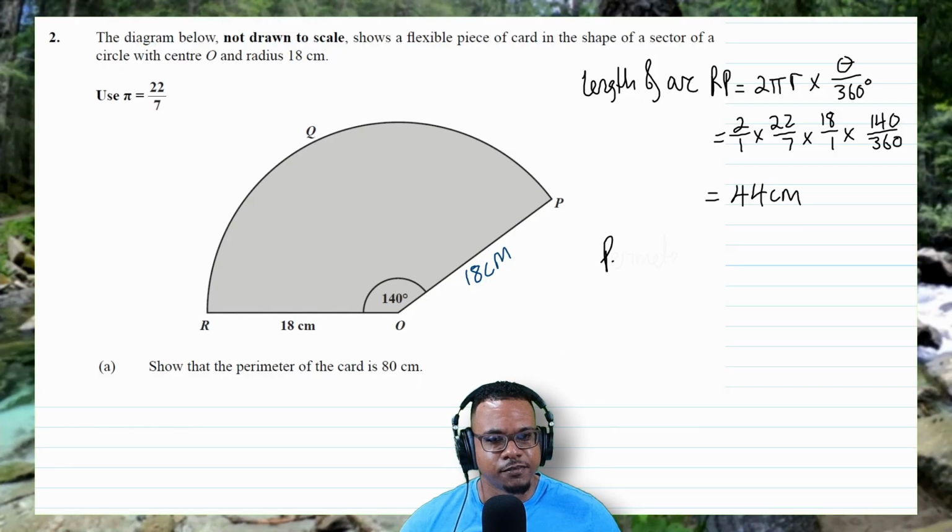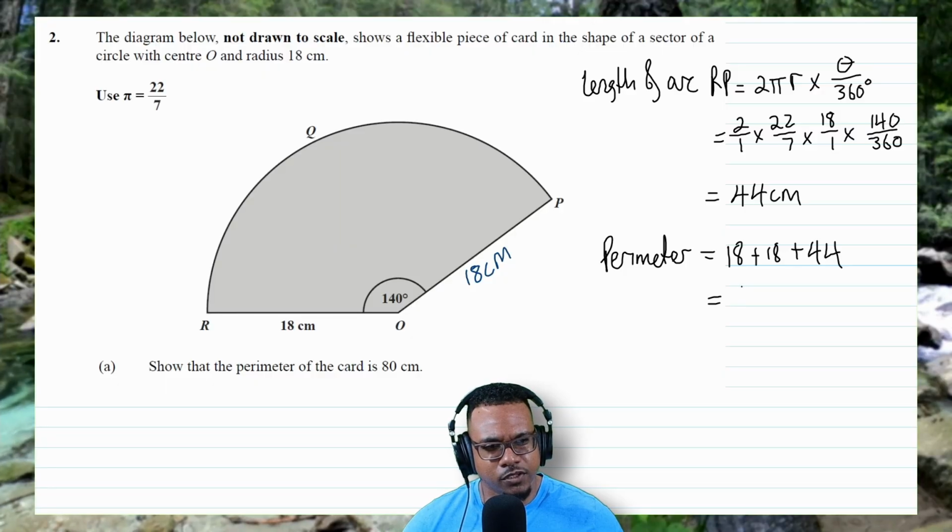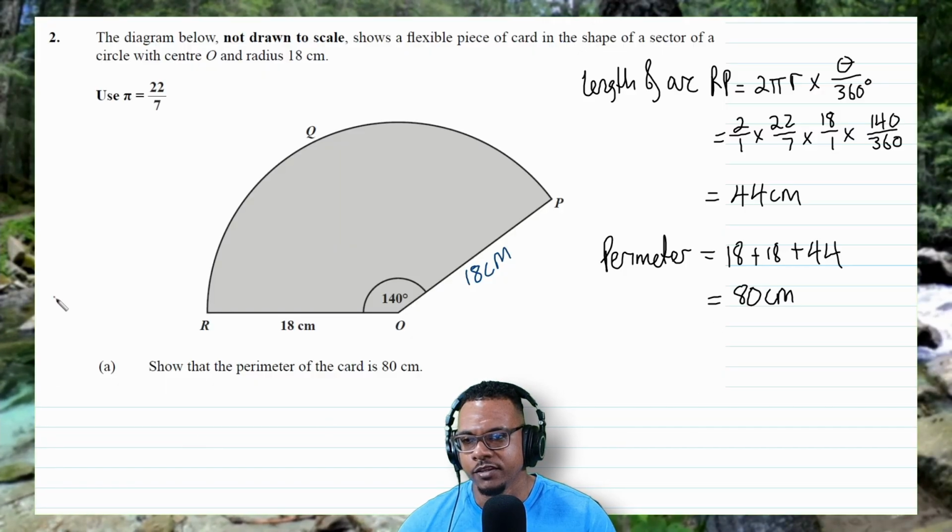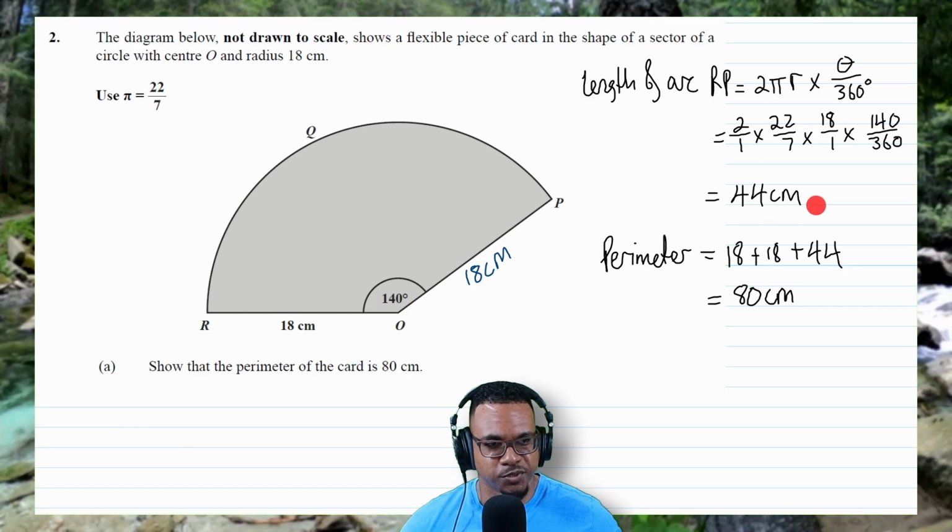So now the perimeter is equal to the 18 plus the 18 plus the 44, and that will be equal to your 80 centimeters. So you show that the perimeter is equal to 80 centimeters. We have shown that.